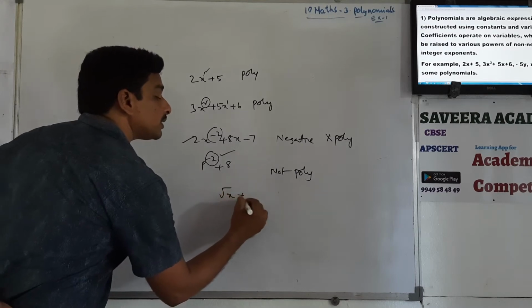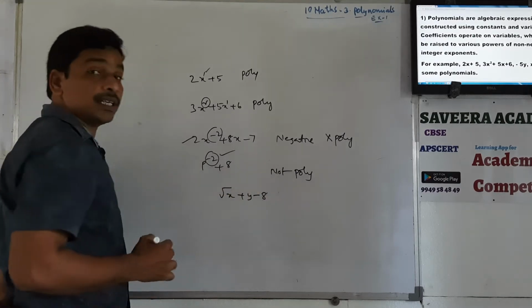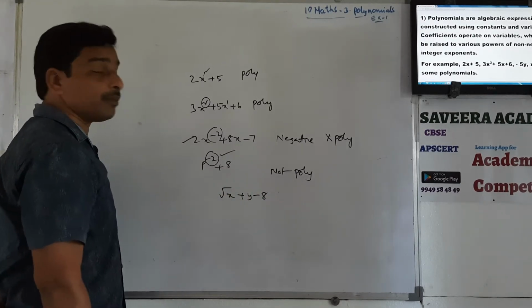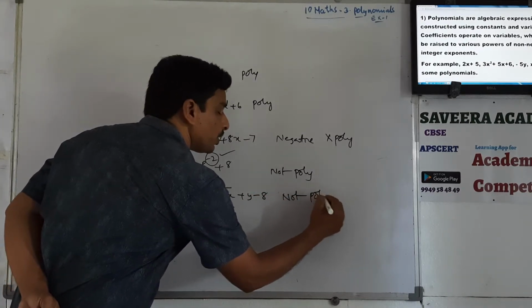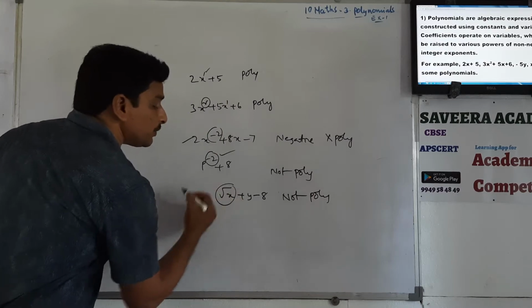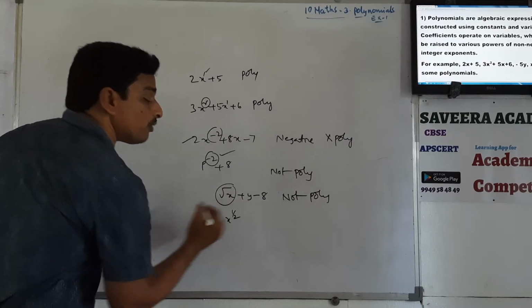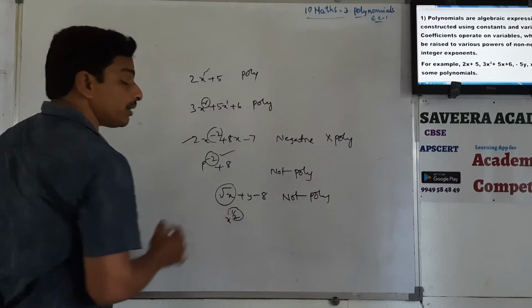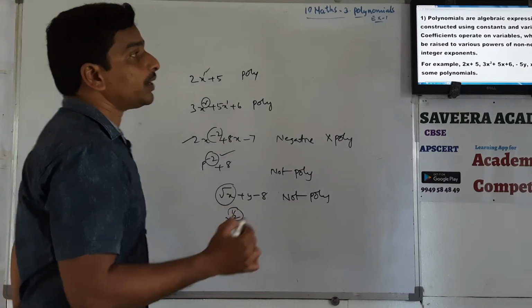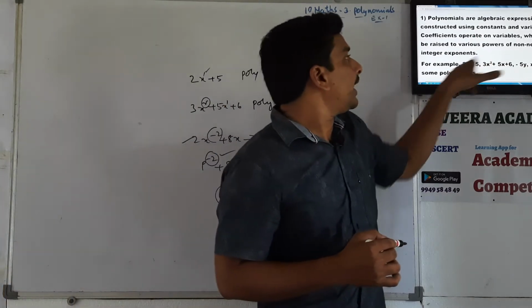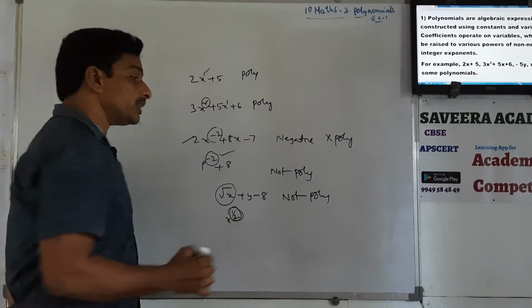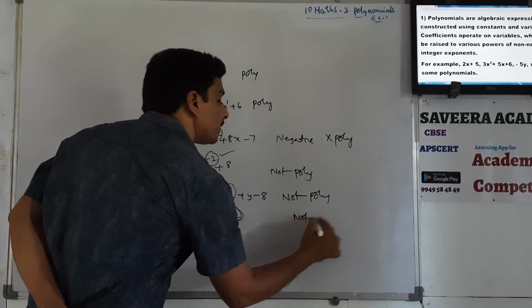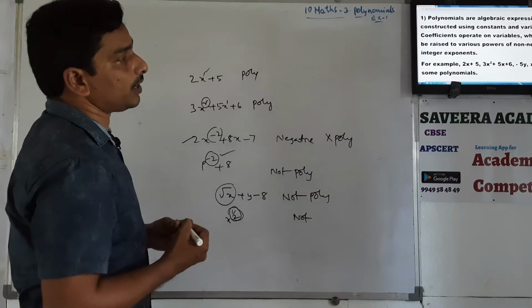Suppose root x plus y minus 8. Is this an example of polynomial? This is also not a polynomial. Why? Because if you observe here, this is x power of 1 by 2. This is a rational number. But what I said, non-negative integers. 1 by 2 is a rational number. So, this is also not a polynomial. You have to understand.